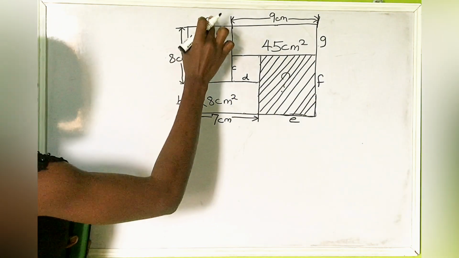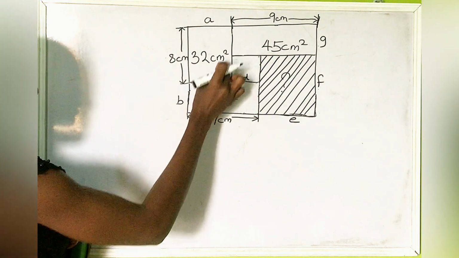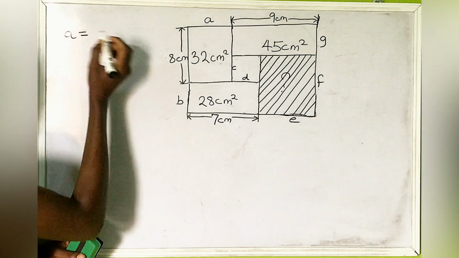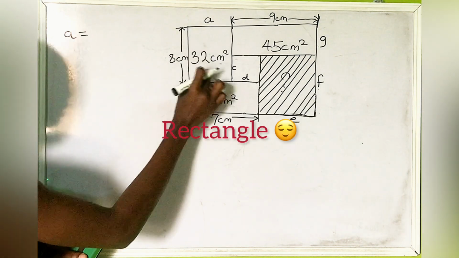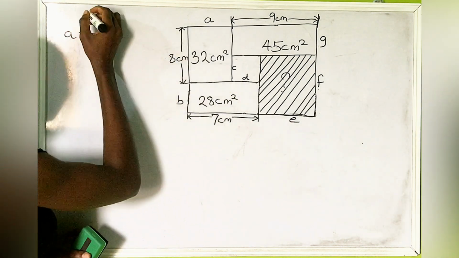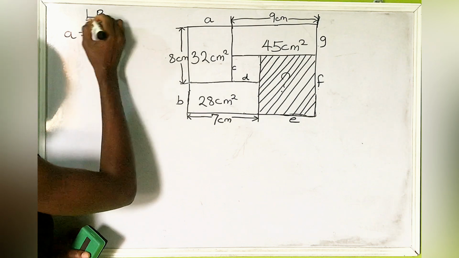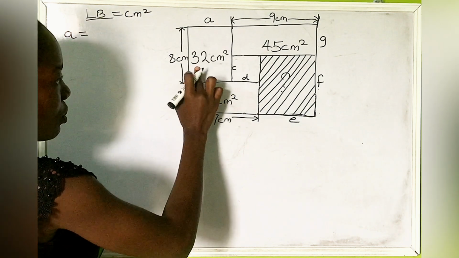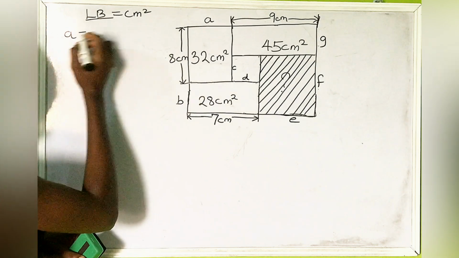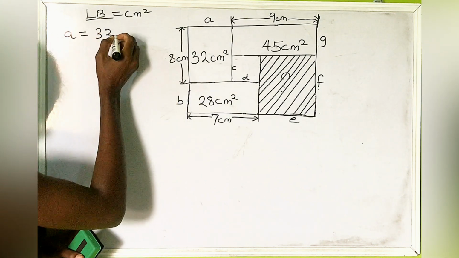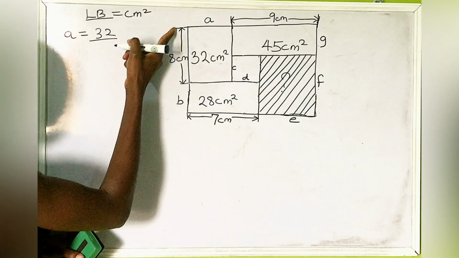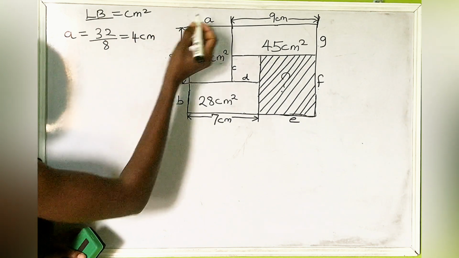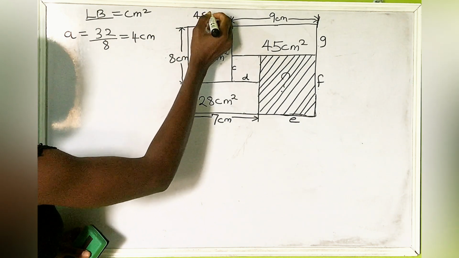So now let's go. To find this A, the area of this part is 32 centimeters. So the value of A becomes, and we know that the area for a square is length times breadth. That is the area, and it is in centimeter square. So here we have centimeter square as the area. So we have the value of A as 32 divided by 8. We know the length already, and is what? 4 centimeter. So our A is 4 centimeter.